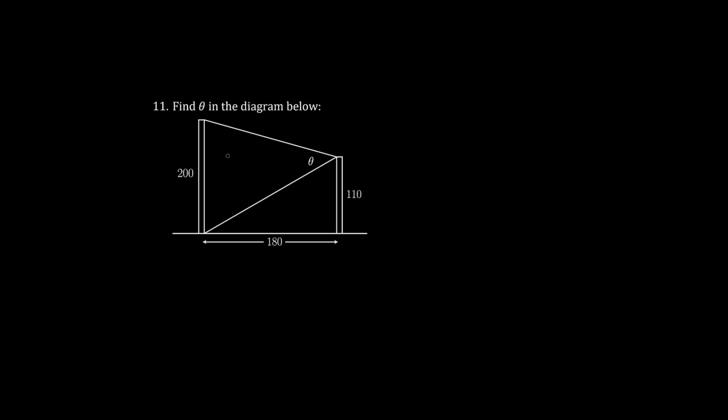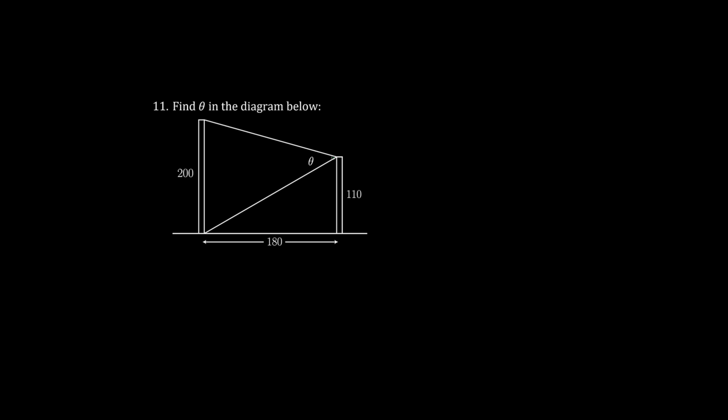Let's find theta in the diagram below. There's a very tall, narrow building, 200 meters high here. The lesser building is 110, and the two buildings are 180 meters apart. And the question is, as you're viewing this epic taller building, can you determine using math the actual angle? And the answer is yes, we can.